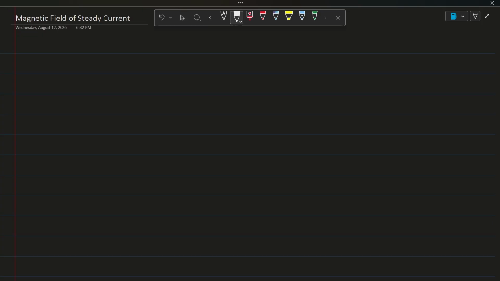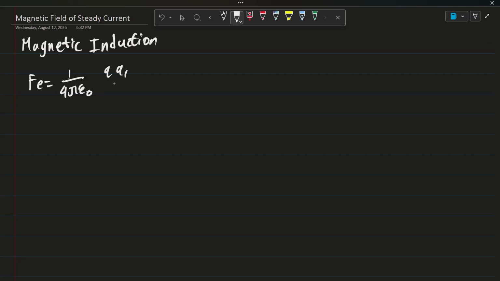So let's jump straight into what magnetic induction is. Normally I call this the magnetic field, but to follow the book, it will be called magnetic induction. If you remember from electrostatics, you would have Coulomb's law, which is defined to be 1 over 4 pi epsilon 0 of q times q1 divided by r squared times r hat. You could technically do the same thing for the magnetic field. The magnetic field is pretty much similar to the electric field, but for moving charges.